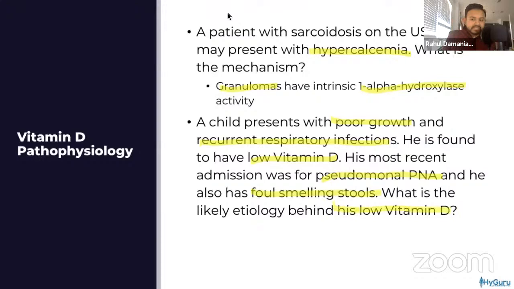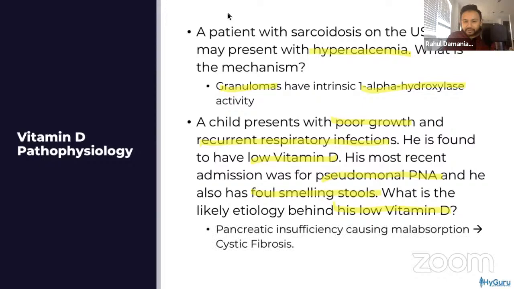And when a child has poor growth, recurrent infections, and fat malabsorption, you're going to be worried about cystic fibrosis. And remember that pancreatic insufficiency can cause malabsorption of vitamin D. And vitamin D is a fat-soluble vitamin. A, D, E, and K are going to be your fat-soluble vitamins. So there you go, a GI tie-in for you.